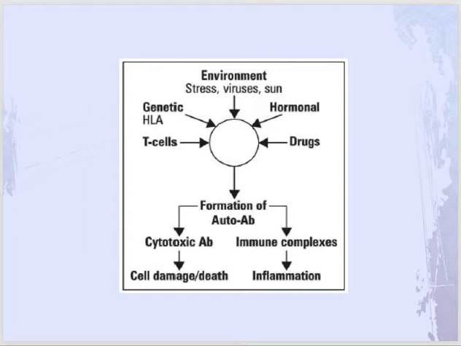The important thing to know about this condition is what we know about the etiology. Now, as you can see, this is a simple description of the condition. There is formation of autoantibodies, and there will be cytotoxic antibodies and immune complexes. The cytotoxic antibodies will cause cell damage and death, and immune complexes cause inflammation. But if you see over here what is going on, simply they have the T cells, the drugs, the hormones, some environmental factors, and genetic conditions.